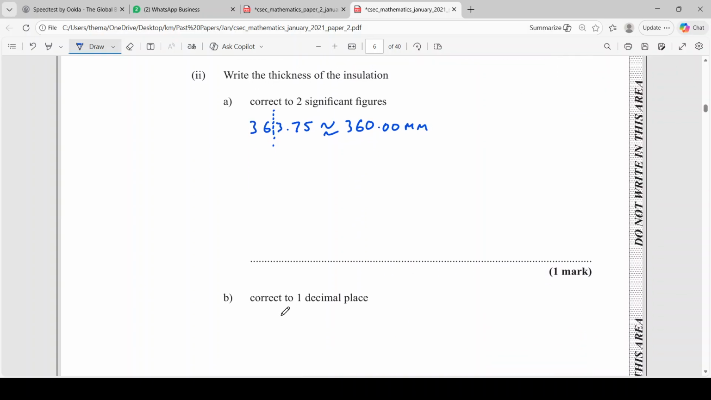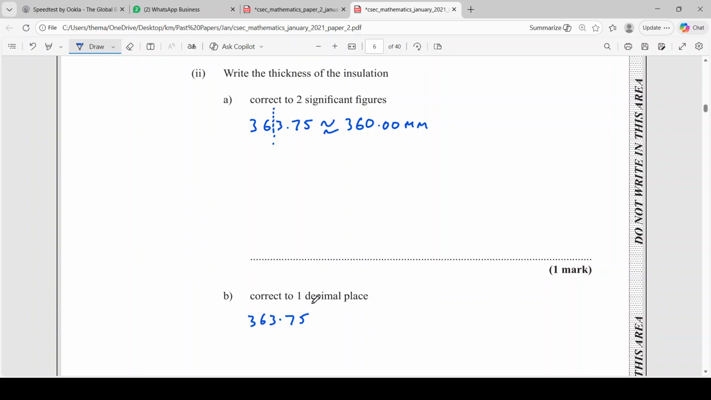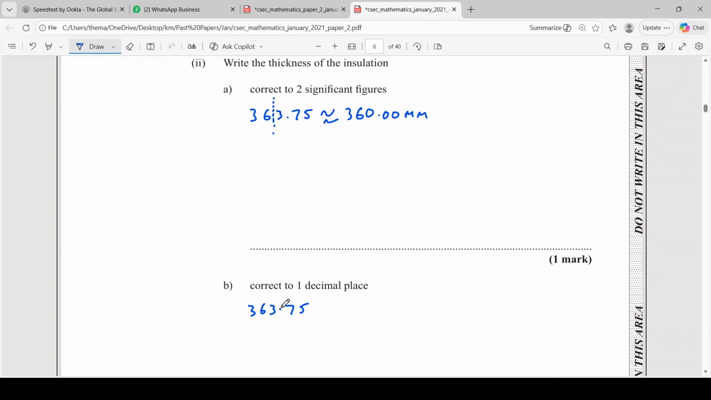Now they want it to one decimal place. 363.75. So one decimal place, we check one place after the decimal point. So we draw a line between there. This is 5, so we add 1 to the 7. So this will become 363.8 millimeters.